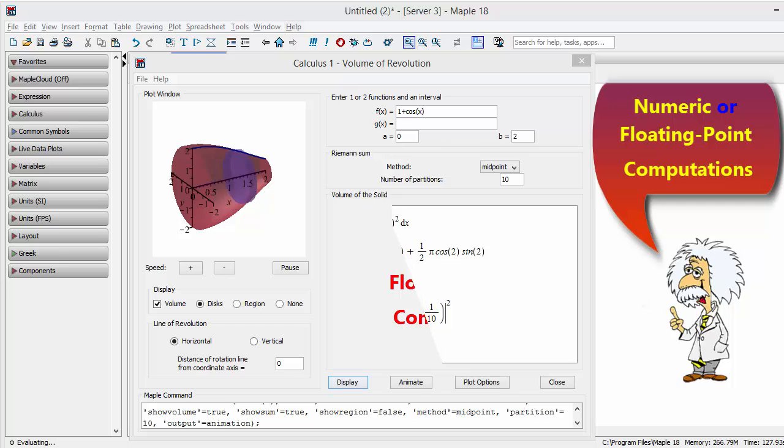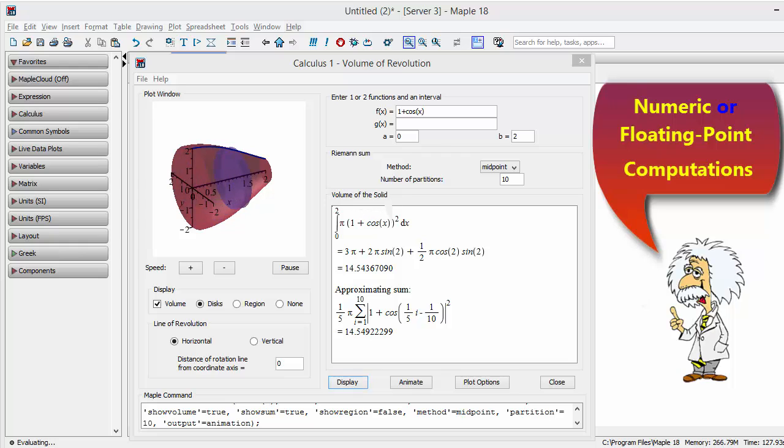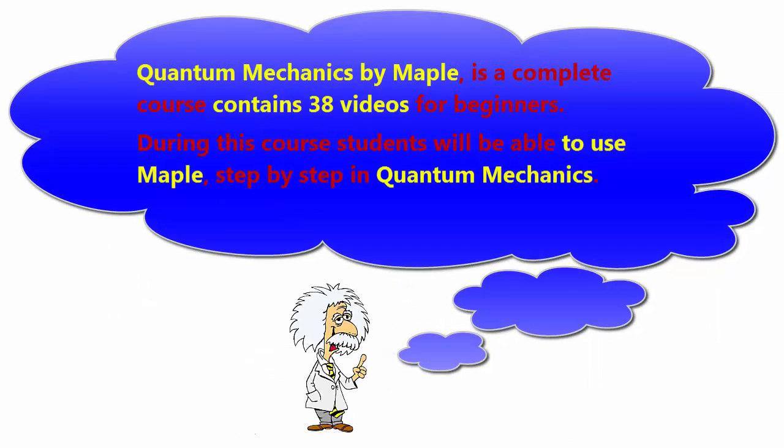Numeric, or floating point computation. Quantum Mechanics by Maple is a complete course, containing 38 videos for beginners.